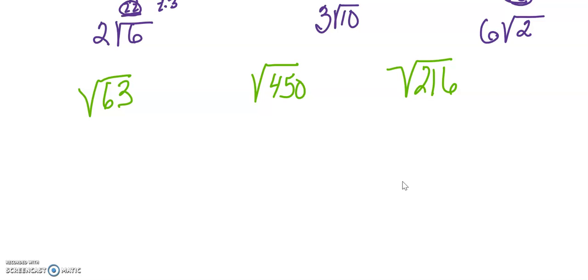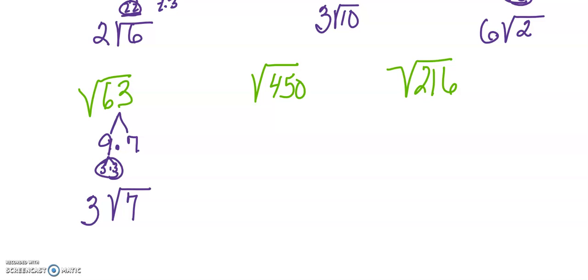All right, so let's look at 63. Now, if you know your times tables, 9 times 7 is 63. 9 is a perfect squared number. It's 3 times 3. So 3 can come out, but 7 is not a perfect squared number. It stays in.